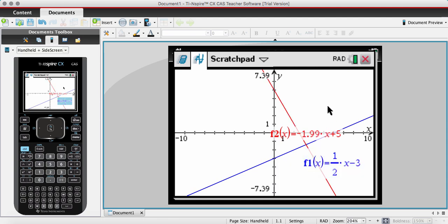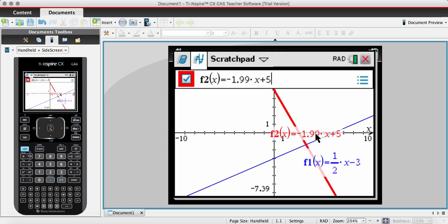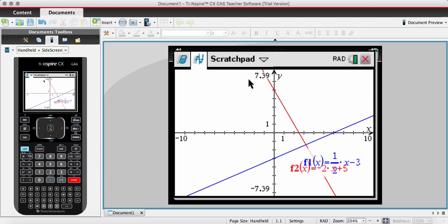Okay. As you can see, I can probably change that. Yeah. Hopefully you didn't do what I did. Okay. As you can tell, it is perpendicular to our first function, and it contains the point (0, 5). So that's it. It's a wonderful tool in order to self-check and make sure that you're doing it correctly.